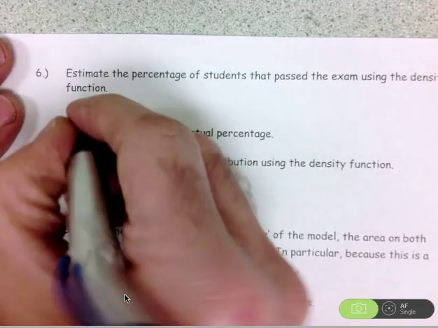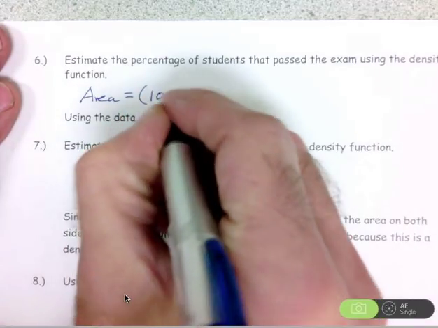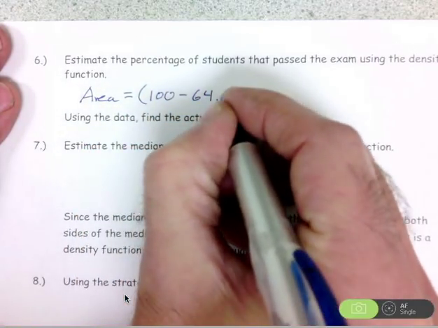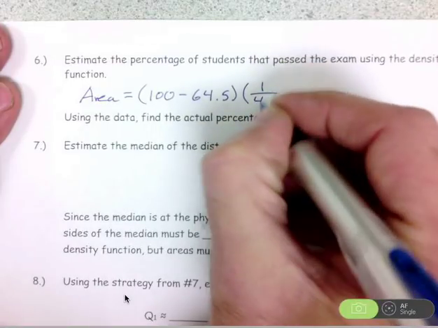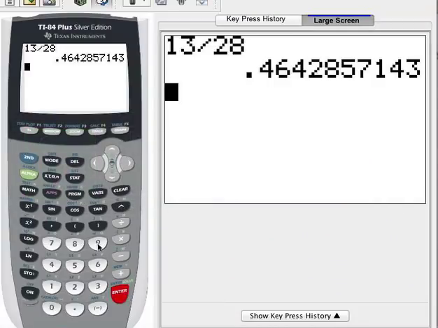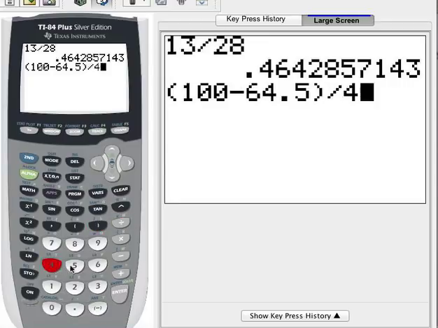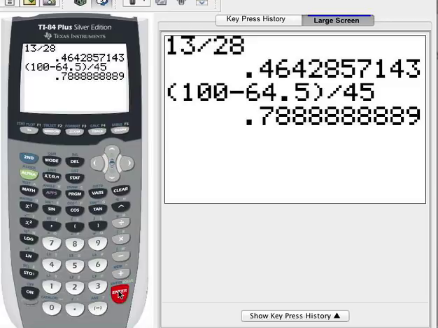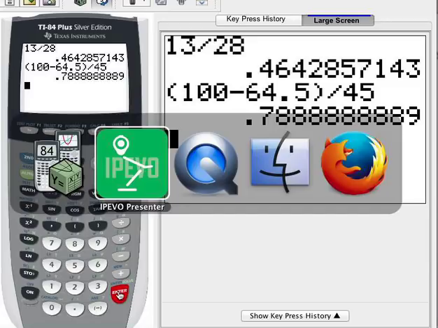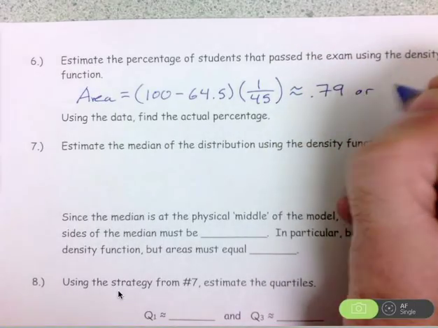So the area, literally the base is from 100, take away the 64.5, and the height is the 1 over 45 again. So we'll use our model to approximate this. 100 minus the 64.5. We'll divide by 45. That's the same as multiplying by 1 over 45. So it looks like about 79% passed if we round that. So this rounds to 0.79 or 79%.